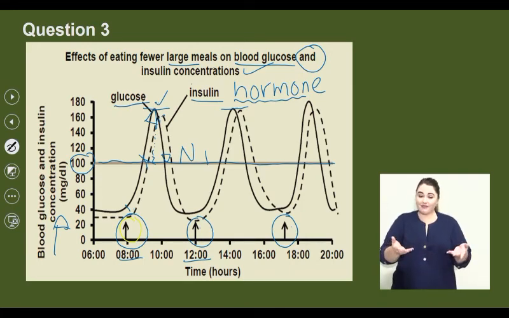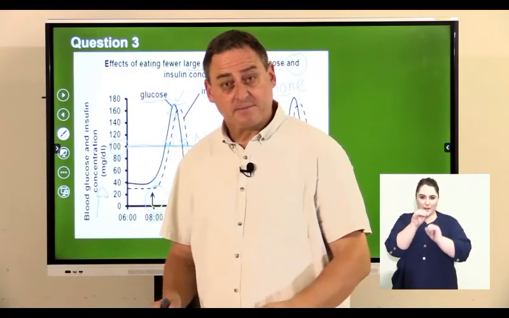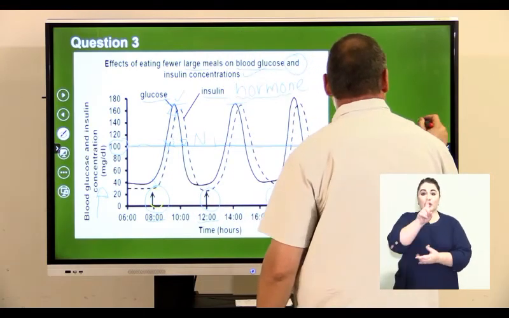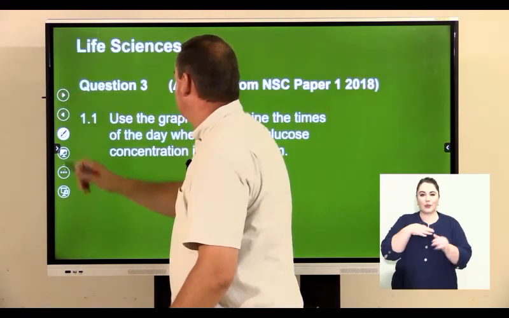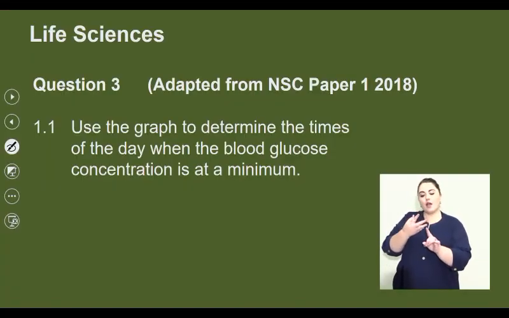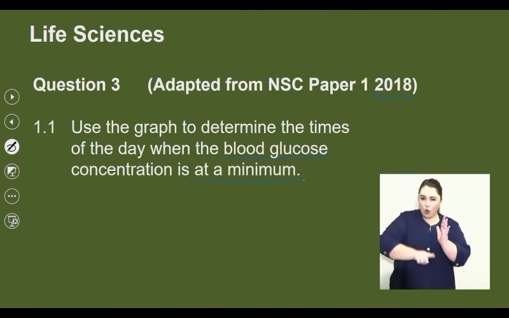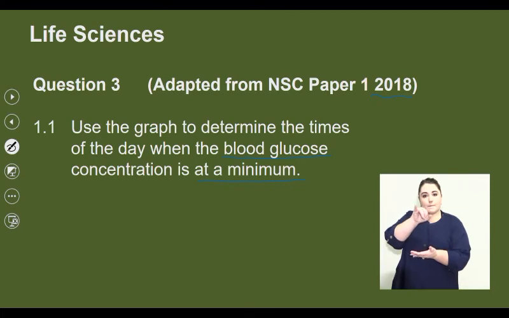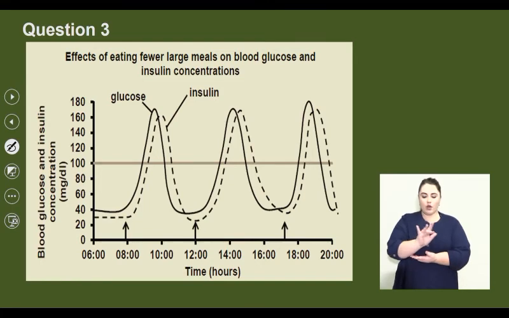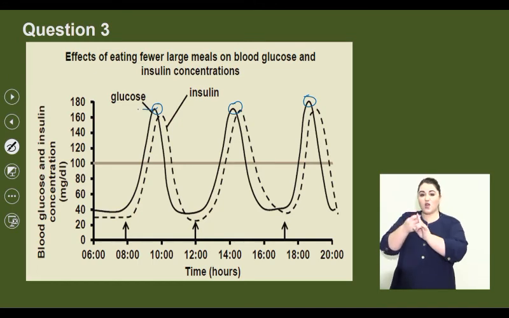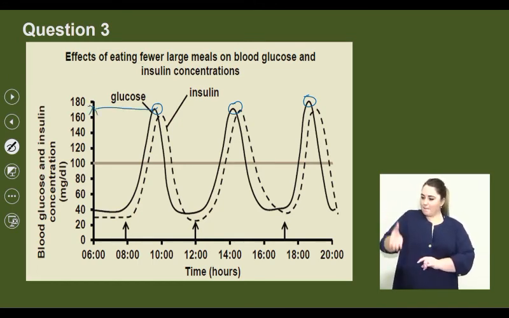So let's look at a few examples of questions. Let's move to a question to see. This is adapted from a paper in 2018. Use the graph to determine the times of the day when the blood glucose would be at its lowest. Remember, the word minimum means the lowest. So when you look at the low points, we're always interested to look at the high points because it tells us a story, and then you read it off there from the y-axis. You can get the value there.